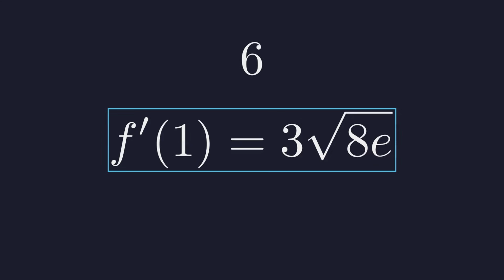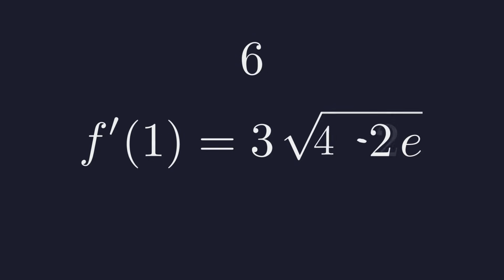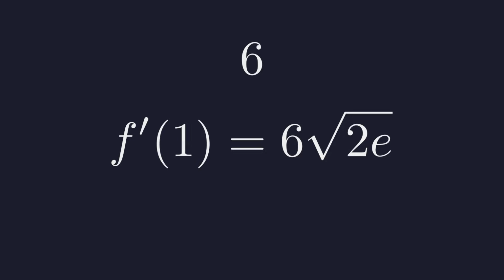Almost there. Let's clean up the radical. 8 is 4 times 2. 3 times square root of 4 times 2e. Square root of 4 is 2. Pull it out. 3 times 2 times square root of 2e. Multiply the numbers. 6 times square root of 2e. That's our answer. And we never had to touch the original derivative directly.